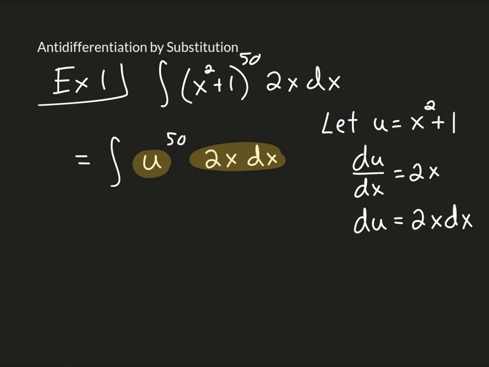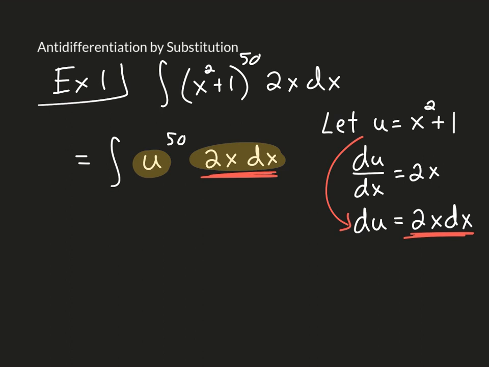And commonly with these problems, people will just jump directly from u to du. So why did I do that? Well, look at the 2x dx. The 2x dx is in your integrand, and it's kind of the problem right now. So we can do a substitution where we replace the 2x dx with the du.